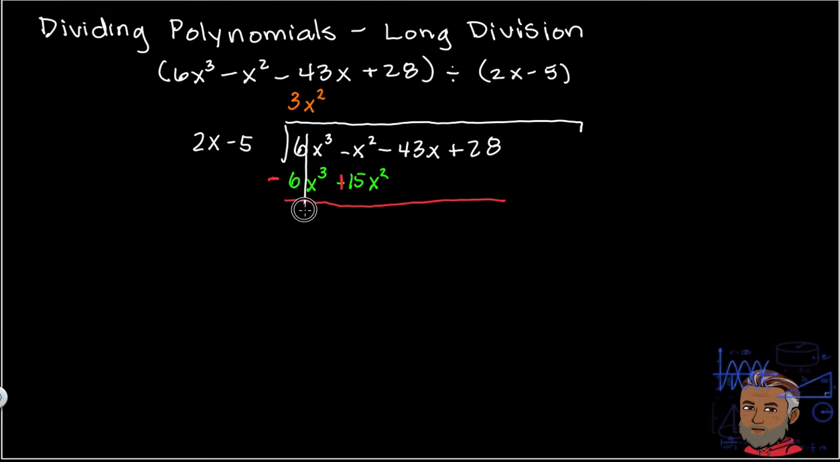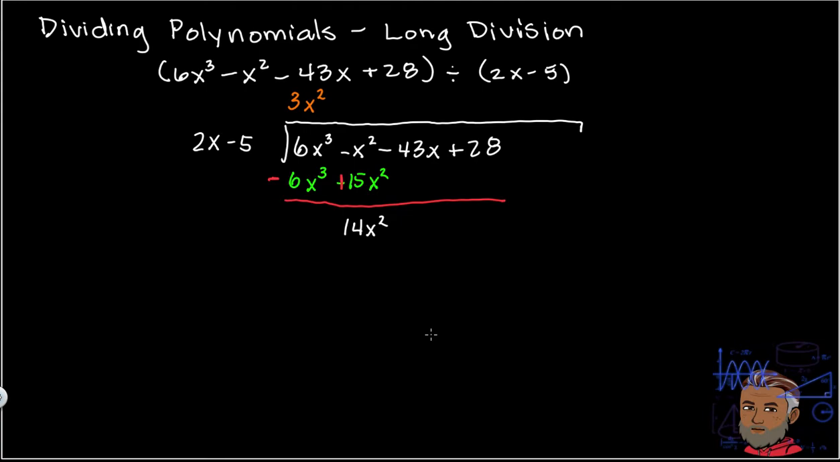If this right here does not cancel out, then you did something wrong. Go back and fix it. You picked the wrong number for the 3x squared. However, for us, it does cancel out. So I'm just going to leave it like this. We did it right. And we're going to combine the negative x squared with the 15x squared. That would give me 14x squared, okay?